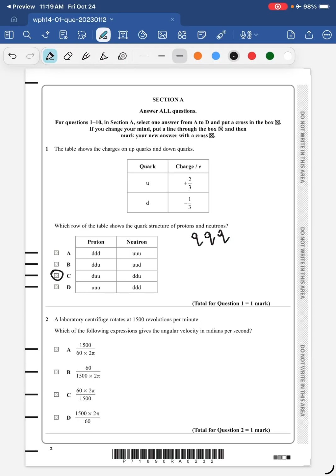Question 2. A laboratory centrifuge rotates at 1500 revolutions per minute. Which of the following expressions gives the angular velocity in radians per second? Okay, so this is kind of simple. Omega is given by 2 pi times the frequency, and here the frequency is given in terms of revolutions per minute. So you have 2 pi times 1500 revolutions per minute, and you have to remember that 1 minute is 60 seconds. Therefore, let's read it off. It's D. Yes, D is the answer. Okay.